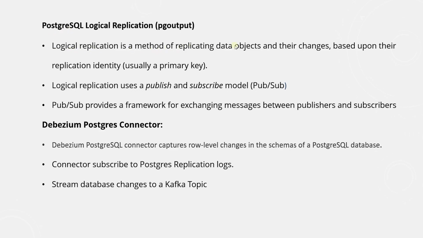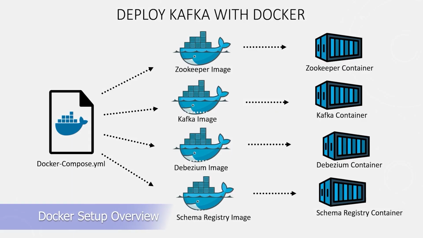Logical replication is a method of replicating database objects and their changes based upon their replication identity, which usually is the primary key. It uses the publish-subscribe method, commonly known as PubSub, similar to Kafka. PubSub provides a framework for exchanging messages between publishers and subscribers. With this mode, Debezium Postgres connector can subscribe to the logical replication and receive database changes without the need for additional plugins or code. So this simply means that the connector consumes the Postgres replication logs in order to stream the database changes. And all we have to do is deploy it on our Kafka Connect environment and configure the connector. Okay, with this backdrop, let's go over the Docker setup.